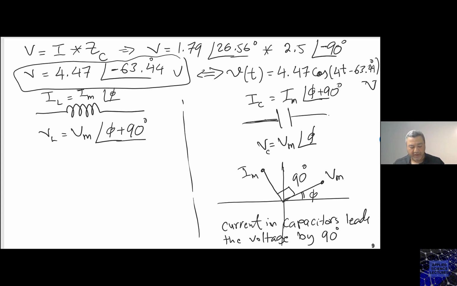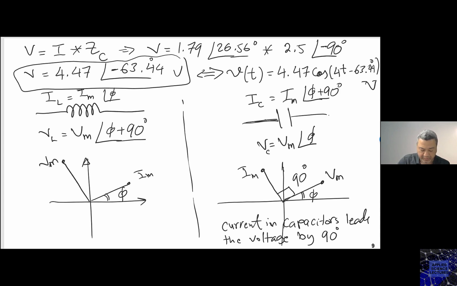Now for the inductor, it is the opposite. In inductors, the voltage is leading the current. So if I am to write, this is the current, phi, you will see that the voltage is leading by 90 degrees. The voltage across the inductor has a phase that is 90 degrees more than the current going into the inductor.